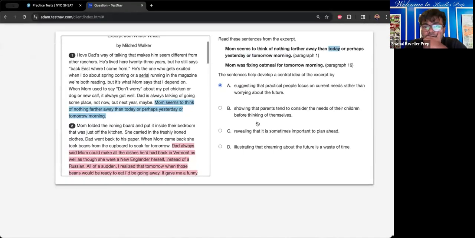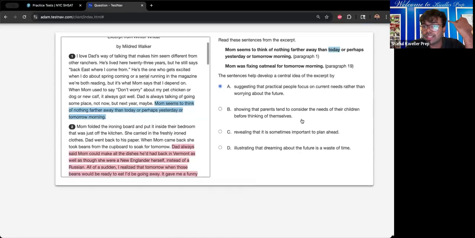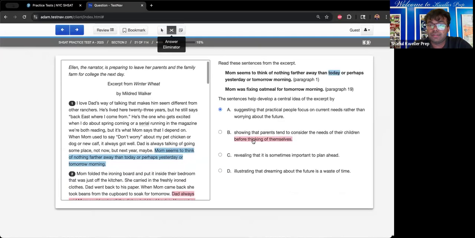Showing that the parents tend to consider the needs of their children before thinking of themselves. I don't like the second part. I think that she does think of her child, but she doesn't really show how she thinks about herself. There's no contrast shown here. So I would rule this out.